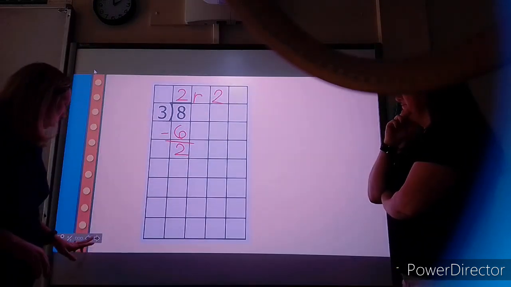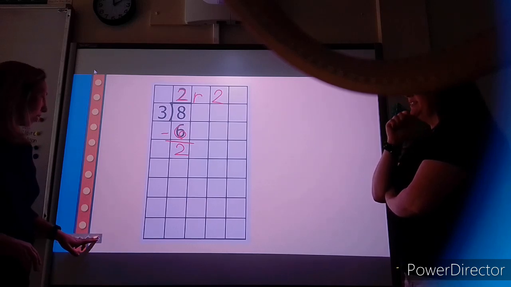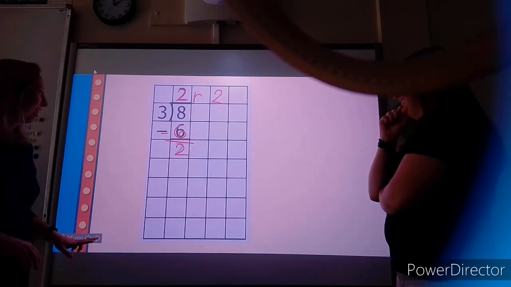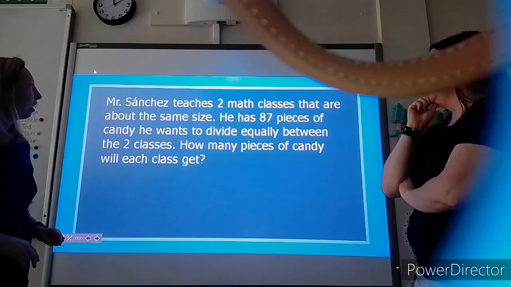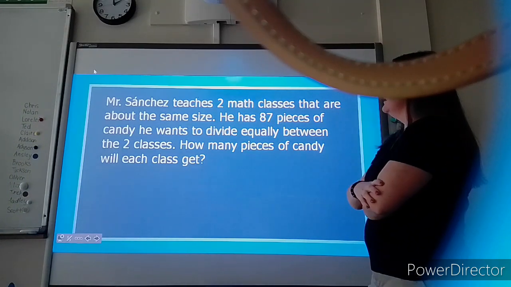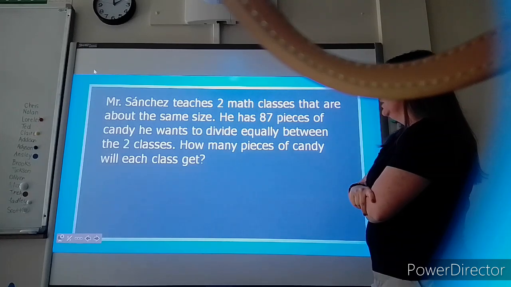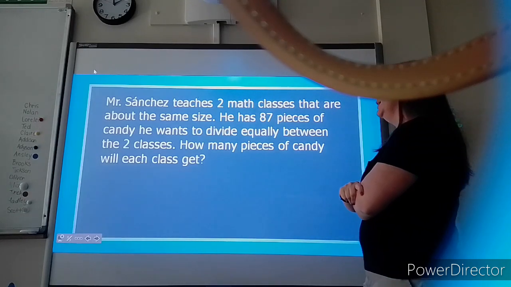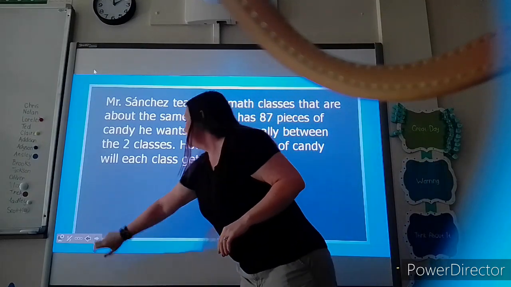Hopefully the next problem will make sense as it goes through the steps. R2 right there. All right, so we have a new problem. Mr. Sanchez teaches 2 math classes that are about the same size. He has 87 pieces of candy he wants to divide equally between the 2 classes. How many pieces of candy will each class get?